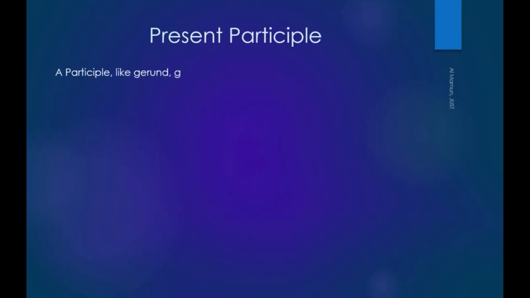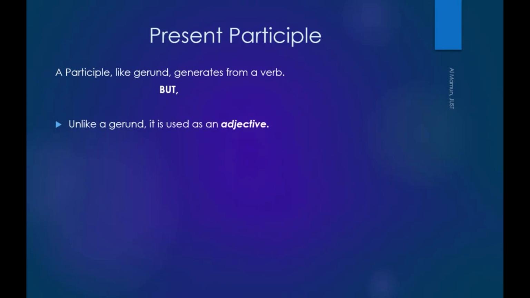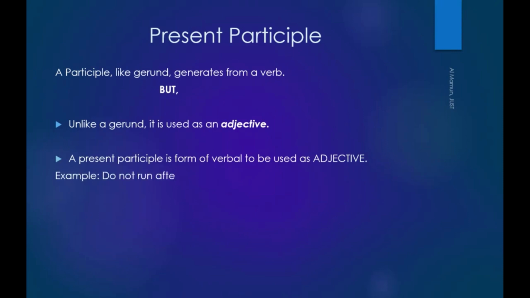Present participle. A participle, like a gerund, is generated from a verb. But unlike a gerund, it is used as an adjective. So gerund and verbal noun function as nouns, but a present participle functions as an adjective. So a present participle is a form of verbal used as an adjective. For example, do not run after a running bus.